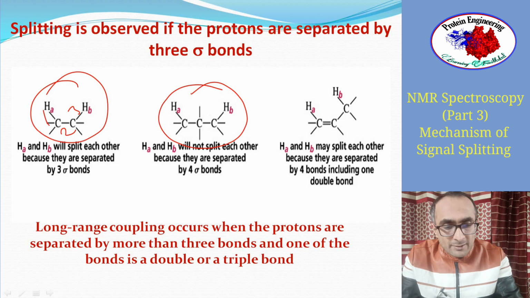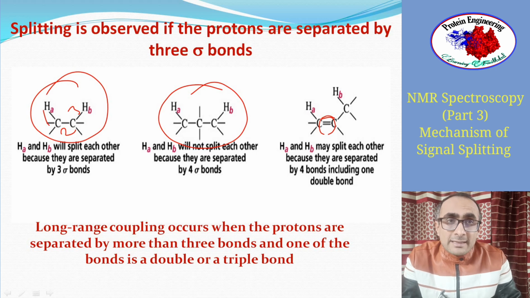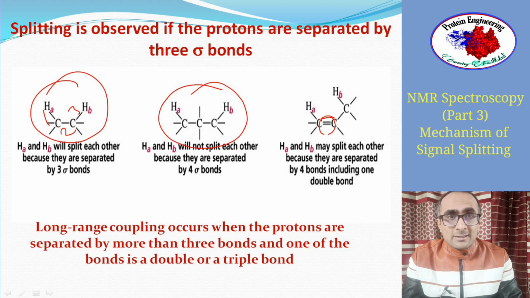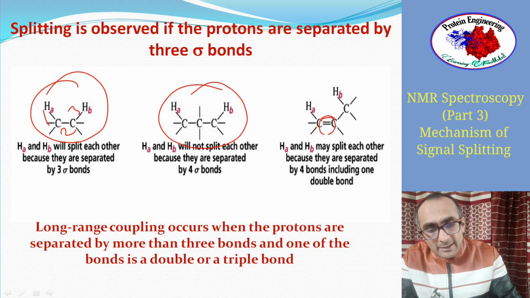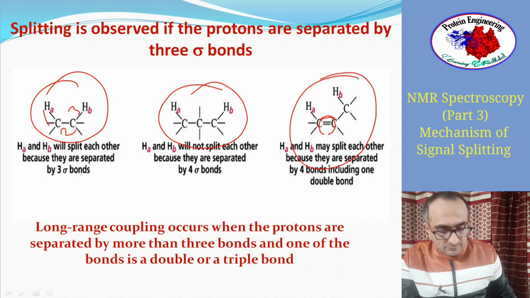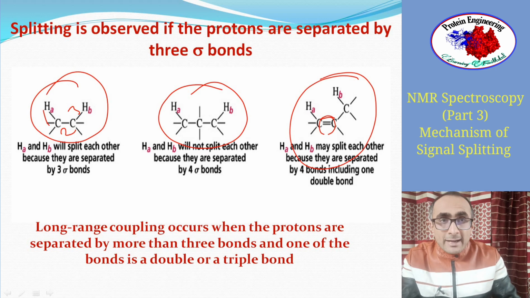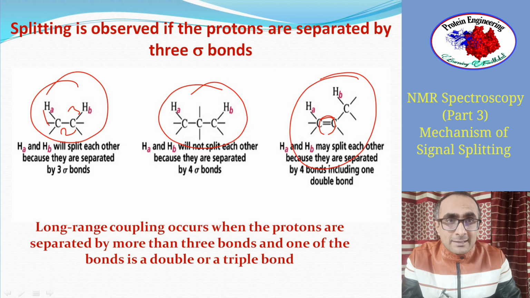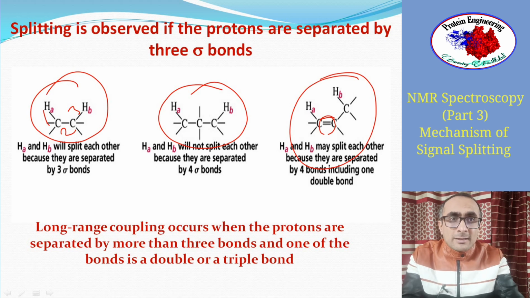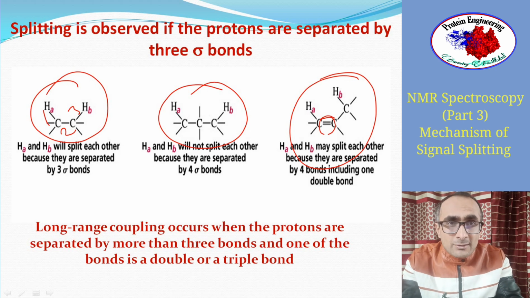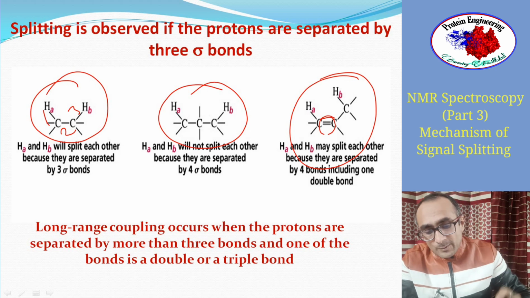Or if they are more than 3 sigma bonds apart, but one of the bonds is a double bond or triple bond, they can still split each other's signal, and that is called long range coupling, like in this compound. But it will be interacting weakly because they are anyway distant, but because of the presence of a double or triple bond, the distance between the two protons is shorter, so they still cause splitting.